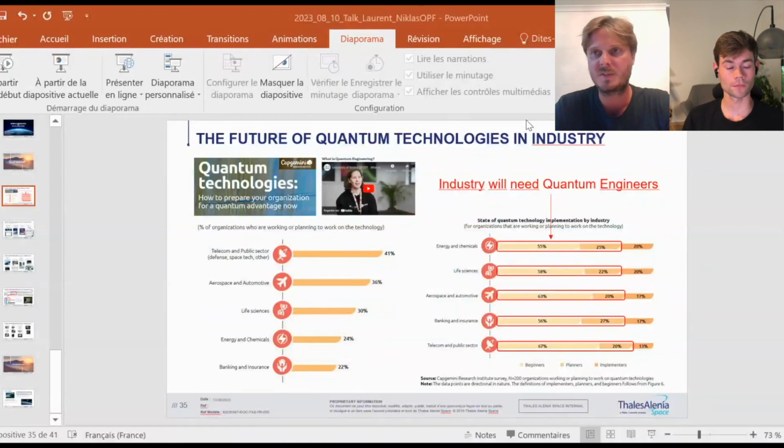They have some quantum skills, but they have not deepened this skill. And so I think we definitely need more investment into the quantum technologies domain in the universities and engineering schools. So that's the first thing.